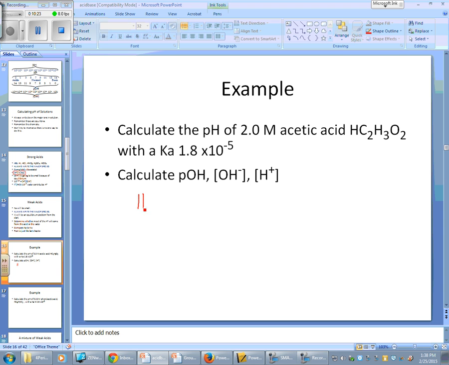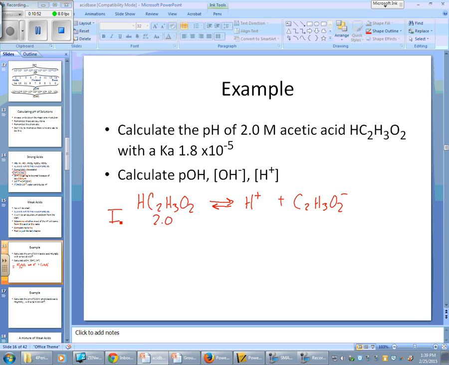So I have my HC2H3O2. You could write it like that, or the other way. It's going to split up into its ions, H+ and acetate ions there. And it is a weak acid because it's not one of those strong ones, so it will be going back and forth. I have 2.0 molar concentration of my acetic acid, and so that's going to be my initial concentration.